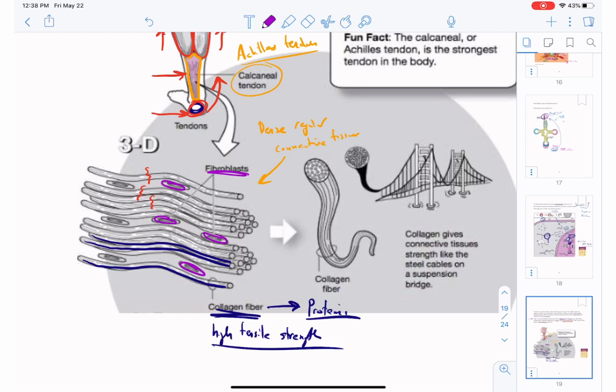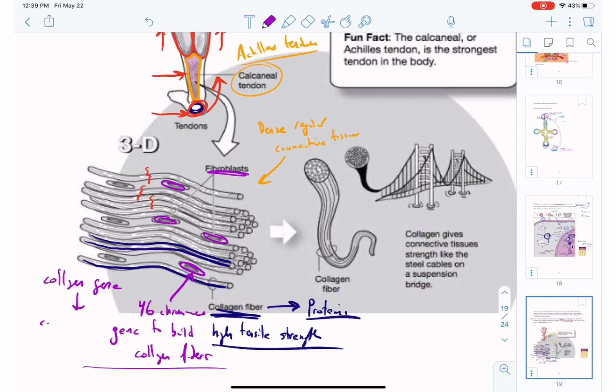So what do you think is going to happen? Well, keep in mind that these fibroblasts contain the entire genome within there. Each of these fibroblasts has 46 chromosomes. And somewhere within those 46 chromosomes, there is the gene to build collagen fibers. So when these collagen fibers are injured and they need to be replaced, these fibroblasts are going to undergo gene expression. And they're going to take the collagen gene, make a collagen mRNA, and then turn that mRNA into an actual collagen protein.